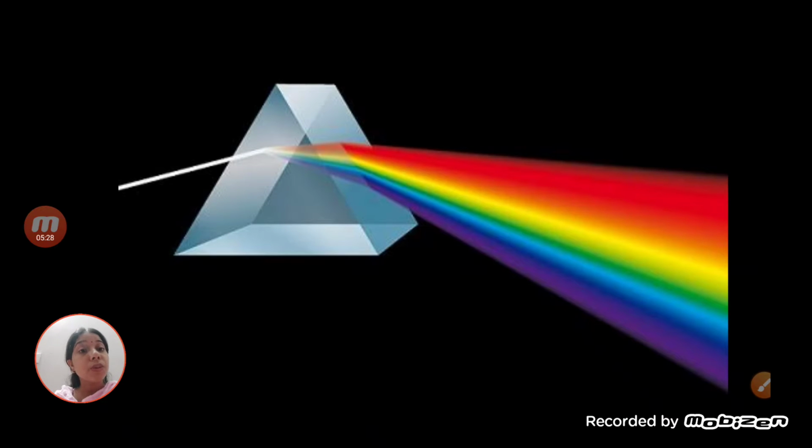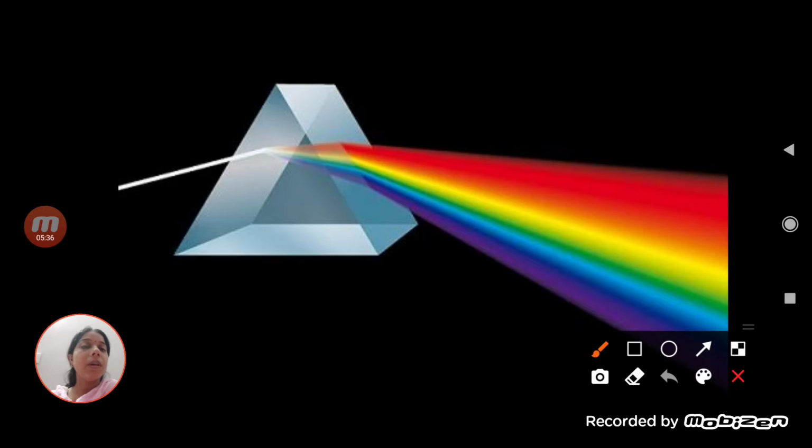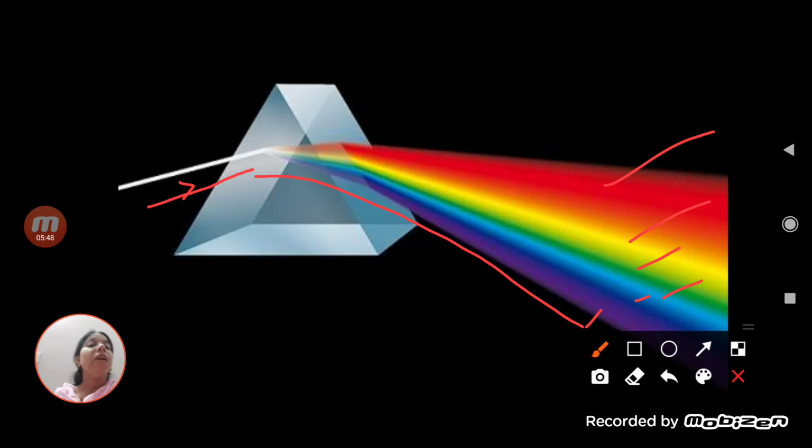See, students, this is a prism. As you can see here in this prism, when white light falls on the prism, it gets split into the seven colors, which include red, yellow, green, blue, indigo, and violet. The splitting into the seven colors is what is called VIBGYO.